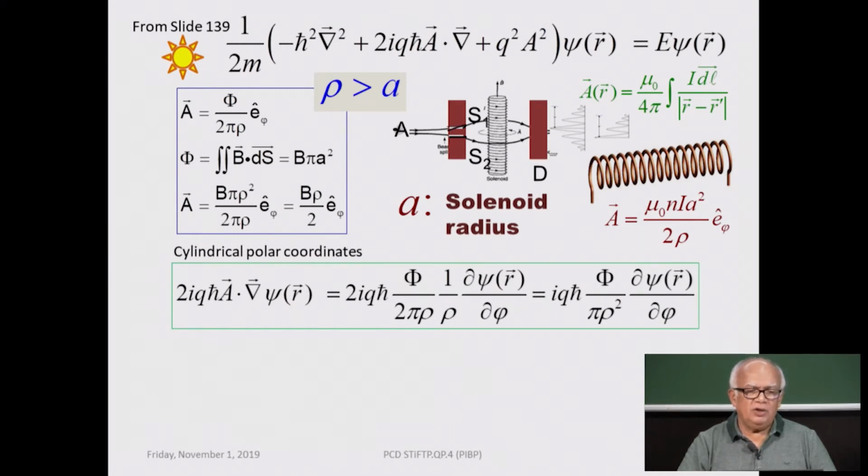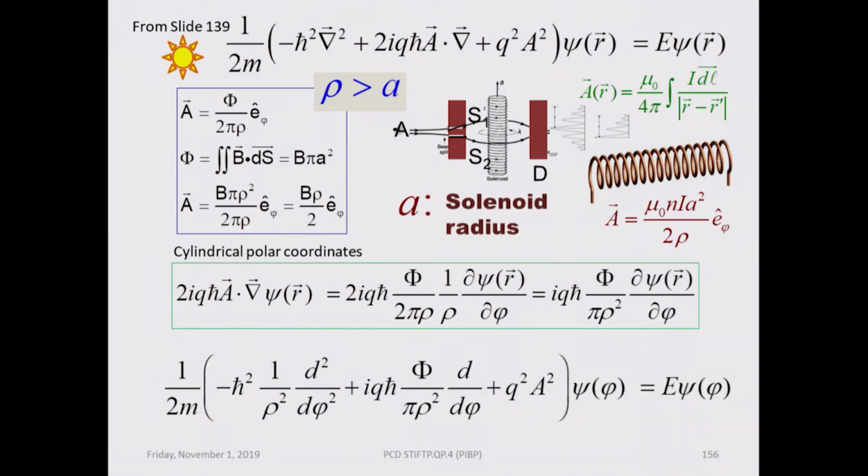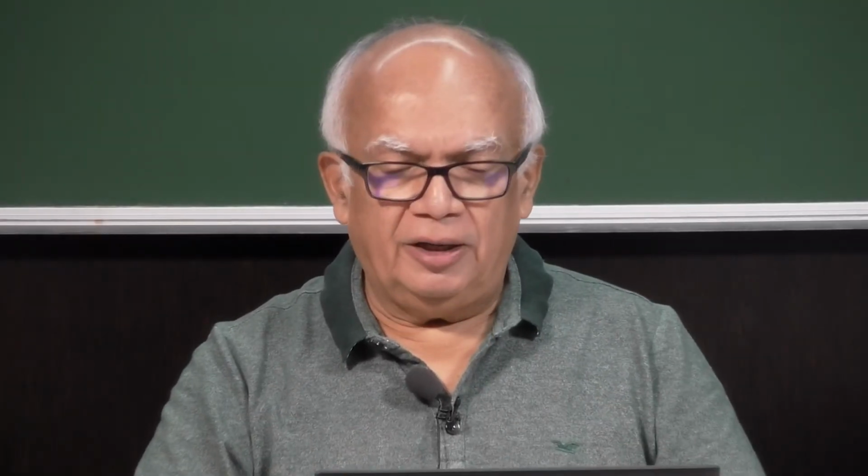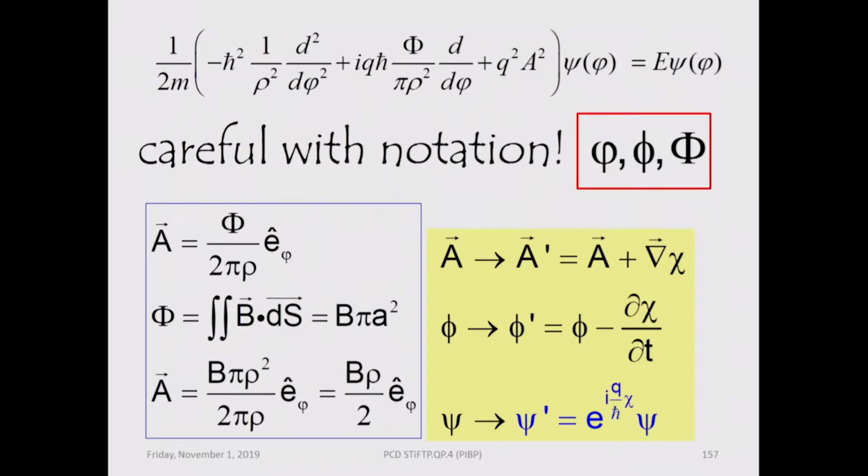And we wrote this expression in cylindrical polar coordinates, and then it looks like a one-dimensional Schrodinger equation, not because it is a one-dimensional problem, but because we have exploited the azimuthal symmetry.